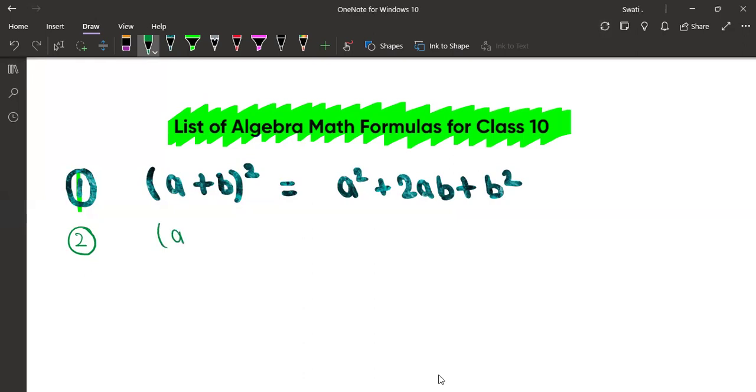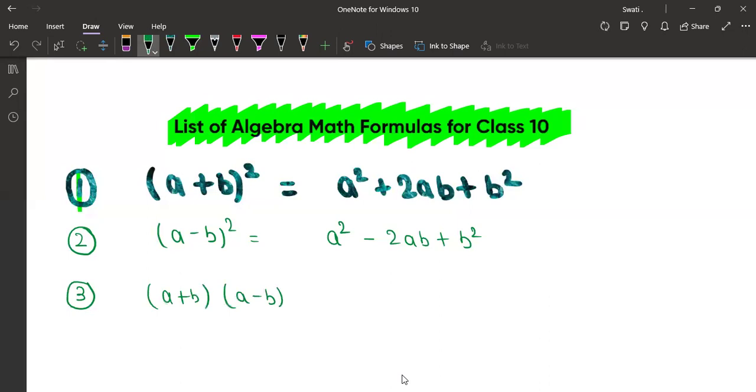The next is a minus b whole square. So a minus b whole square is similar to this, with just one sign change. It will become a square minus 2ab plus b square. Let's go to the next formula. That is a plus b into a minus b. This is also a very famous formula. A plus b into a minus b, and the formula is a square minus b square.